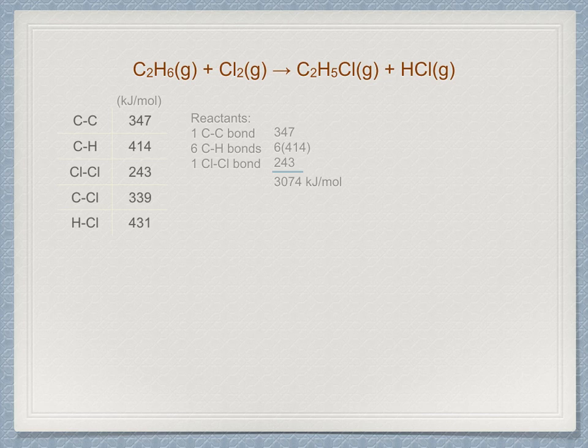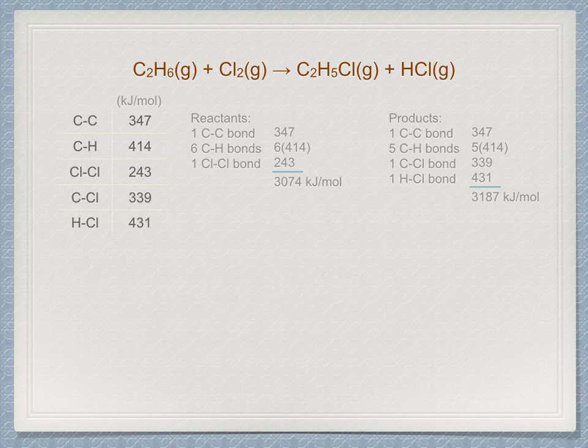And on the product side, we have one carbon-carbon bond, 5 carbon-hydrogen bonds, 1 carbon-chlorine bond, and 1 hydrogen-chlorine bond. To form them, we'd have to remove 347 plus 5 times 414 plus 339 plus 431 equals 3,187 kilojoules per mole. Hence, our estimate of the overall reaction enthalpy is 3,074 minus 3,187, equal to minus 113 kilojoules per mole.